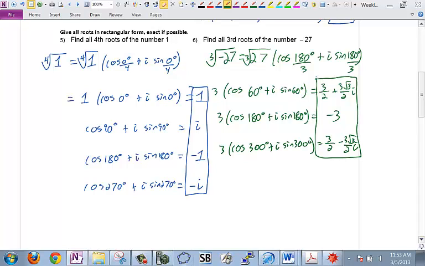Okay, because the principal cube root of negative 27 is negative 3. So you had negative 3's here, but you had 0, 120, and 240 here, and it worked.